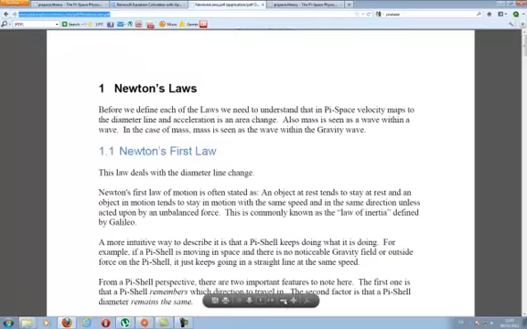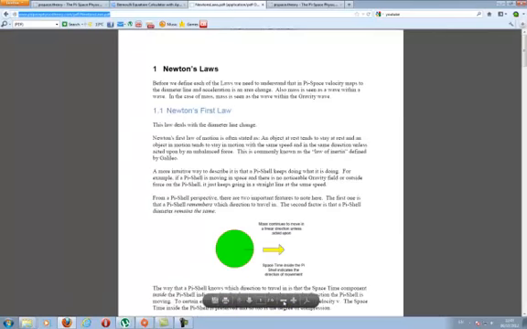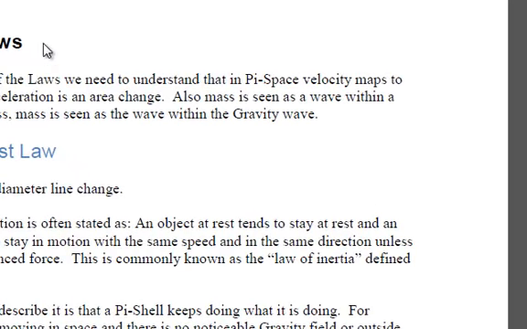I'm just going to make it a little bit bigger. So Newton's laws. Basically, in the Newtonian view of the world, which has held since it was proposed by Isaac Newton, he came up with 3 very good laws: his first, second, and third law. I'm going to go through each law and map each law to pi space. I'm going to show how you can understand the pi space theory in terms of the Newtonian laws.